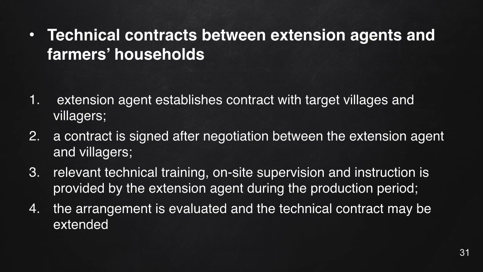The steps of this approach can be divided as follows. The extension agent establishes a contract with target villages and villagers. A contract is signed after negotiation between the extension agent and villagers. Relevant technical training, on-site supervision, and instruction is provided by the extension agent during the production period, and the arrangement is evaluated and the technical contract may be extended. In this approach, the extension agent and farmers share benefits and jointly take risks in production. This approach is applied mostly in horticulture, cash crop production, and livestock production systems.